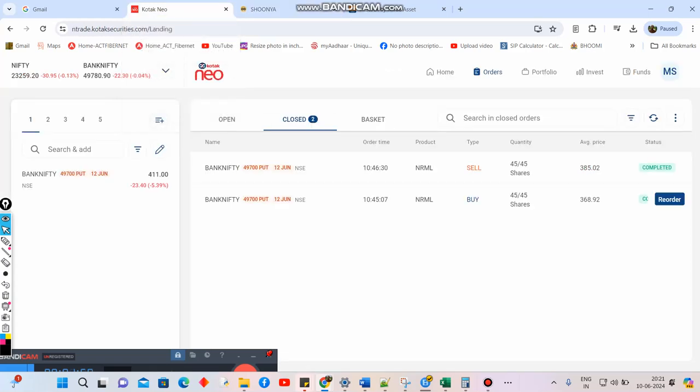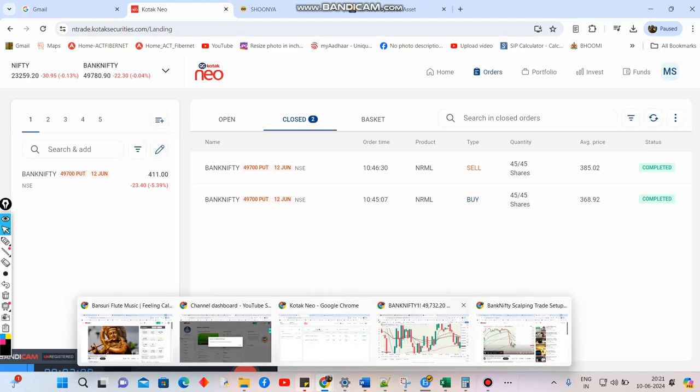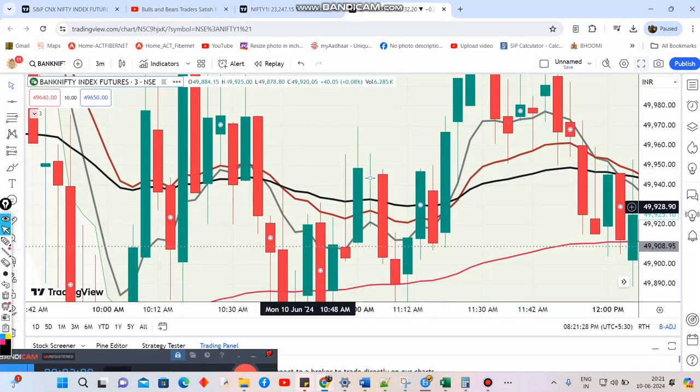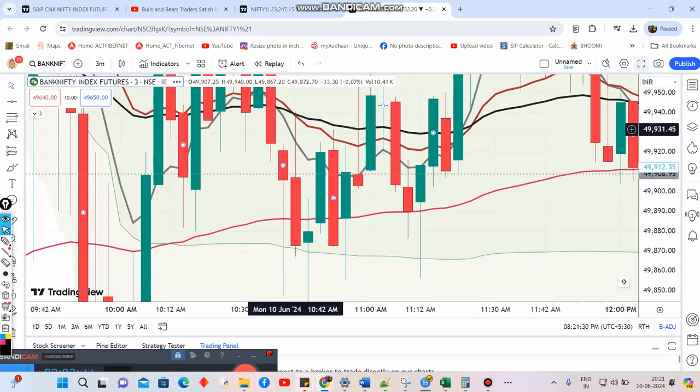And the next trade I did was at 10:45, and I exited within 10:46. So the reason for the trade is here, 10:45. See, I saw the 21 EMA cross the 50 EMA, and there was a connecting candle at this point. I entered in this candle actually.